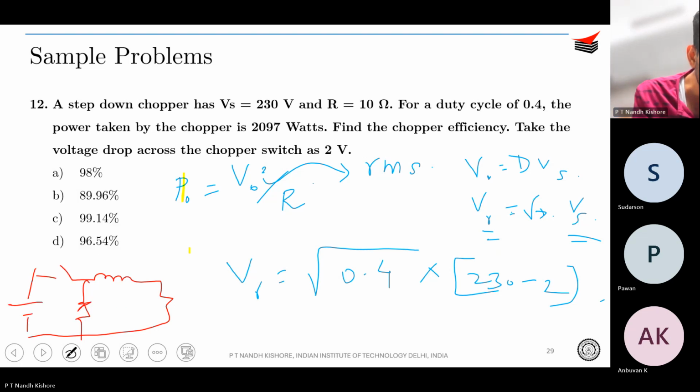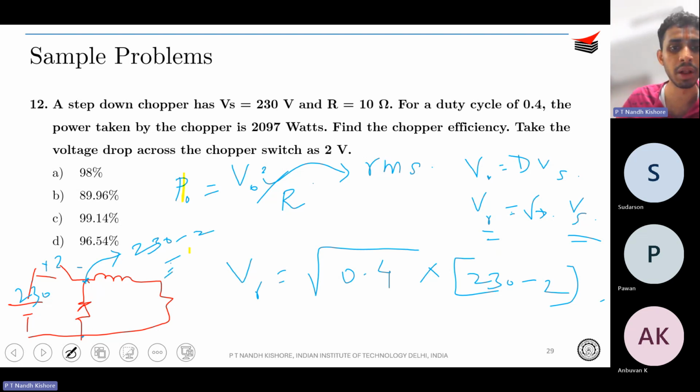Okay. So you have 230 and you have 2. So what comes over here at this node, effectively to this inductor input, is actually 230 minus 2, right? That is what comes to the inductor node essentially. Therefore, you need to consider that as the effective input voltage. So VR is root over D times Vs.